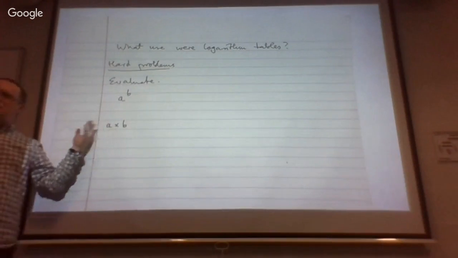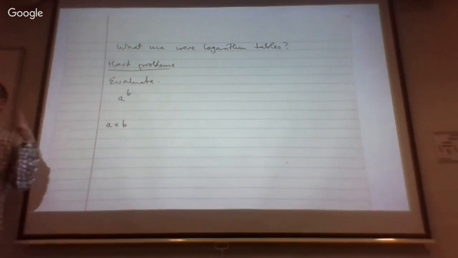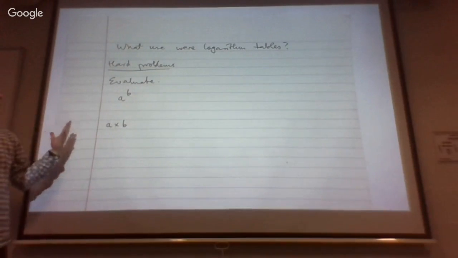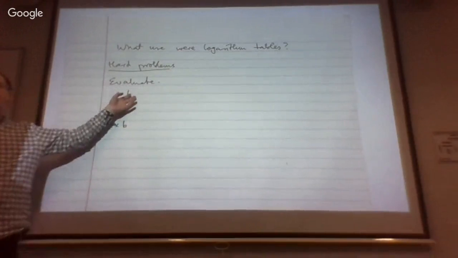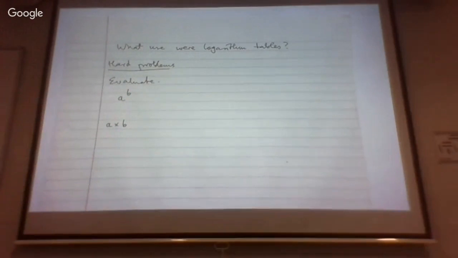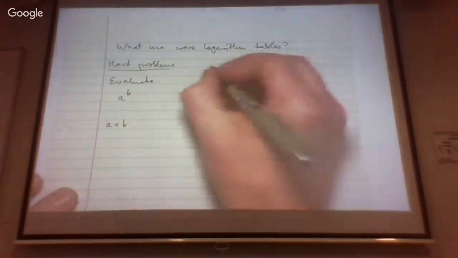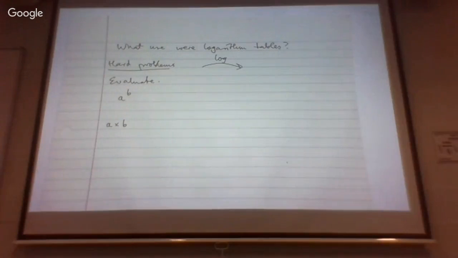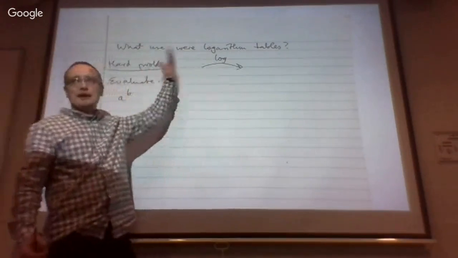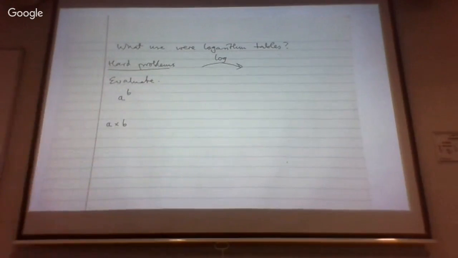Okay, multiplication isn't so hard. You can do long multiplication. You learn it in primary school, it's not that hard. But certainly raising a to the power b, when a and/or b might be numbers with decimal places, it's not so straightforward to calculate. So this is where the log tables come in. Now it's not so important what the base of the logarithm is, whether it's base 10 or base e, the natural logarithm, or some other base.